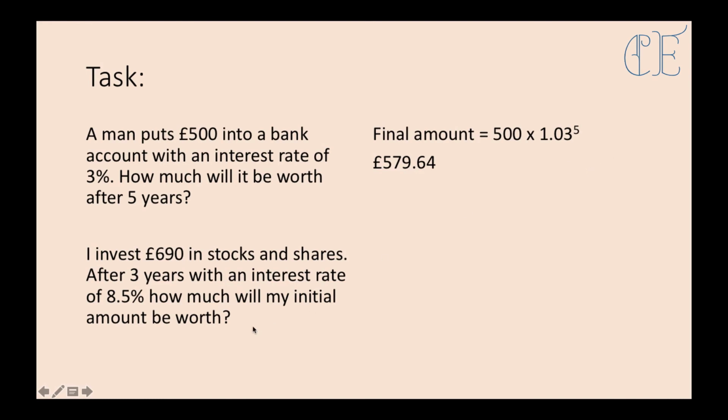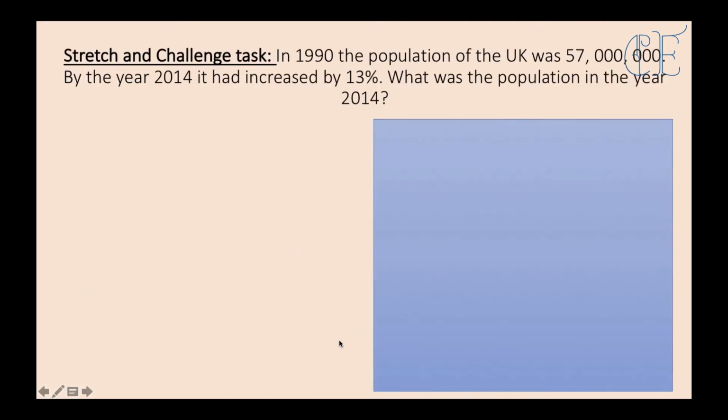Finally, I invest £690 in stocks and shares. After 3 years with an interest rate of 8.5% per year, how much will my initial amount be worth? So I put my 690. Now be careful with this. This is 8.5%. Now if it was 8%, it'd be 1.08. But it's 8.5, so it'd be 1.085. Okay, so just be careful. And then to the power of 3, and you should have had an answer of £881.33.